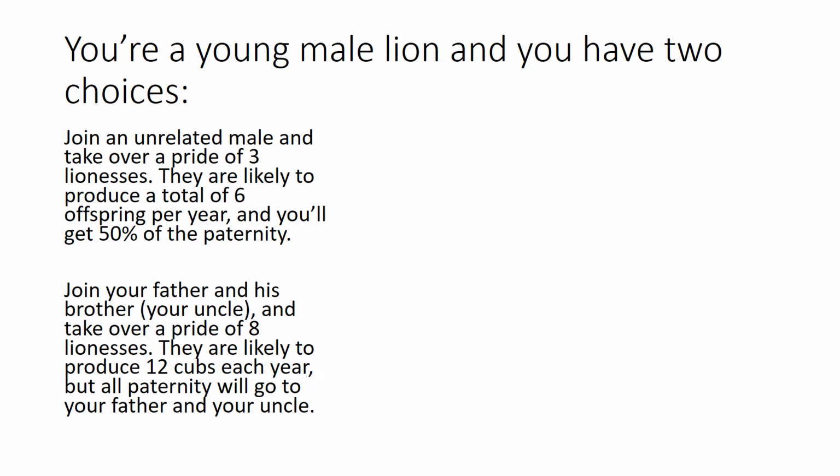Your other option is to join your father and his brother, so your father and your uncle. And together you could take over a pride of 8 lionesses, but they'll probably only produce 12 cubs a year because there's, well, 1 extra mouth to feed, yours, in that coalition. And you've also got no paternity. All of the paternity will go to your father and to your uncle.